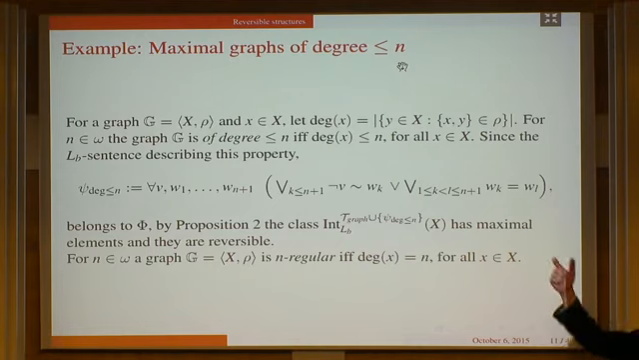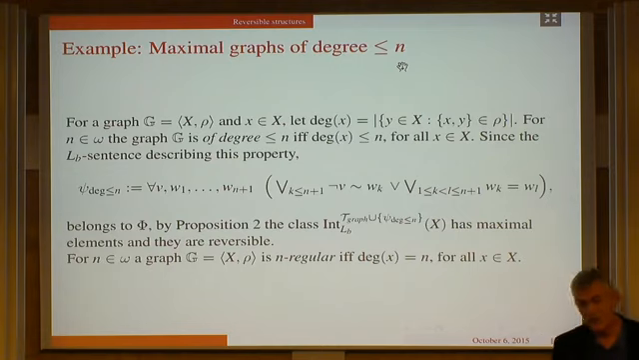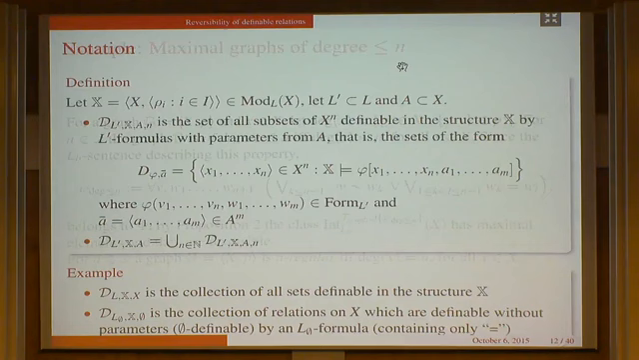maximal graphs of degree less than or equal to n. I will not read all these things, but this is a simple application of the previous theorem. Degree of a node is the number of neighbors in the graph. So that's it. Now I turn to reversibility of definable relations. This is the point. This is the title of my talk.